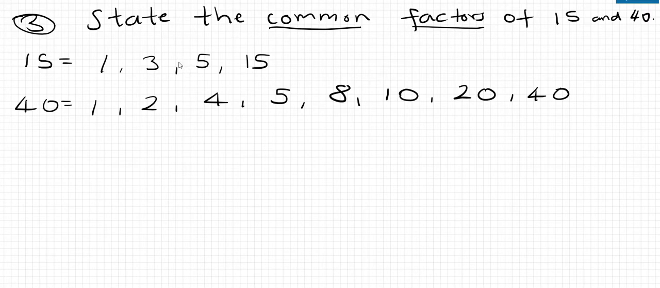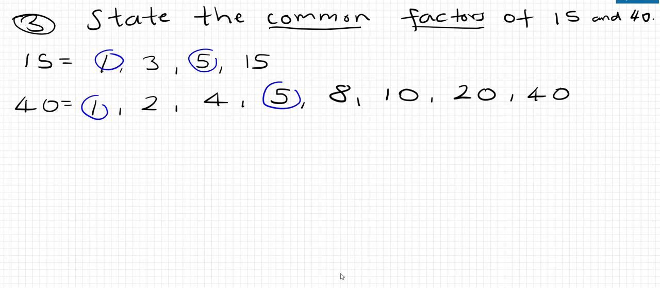The factors are the same in 15 and 40. So straight away, they both have 1. So 1 is a common factor. 3, there's no 3 here, so no. 5 and 5, yep, they are common factors. 5 is found in both of them. No 4 here. 15, no 15 here, no 8 there. So that is it. They have 2 common factors.